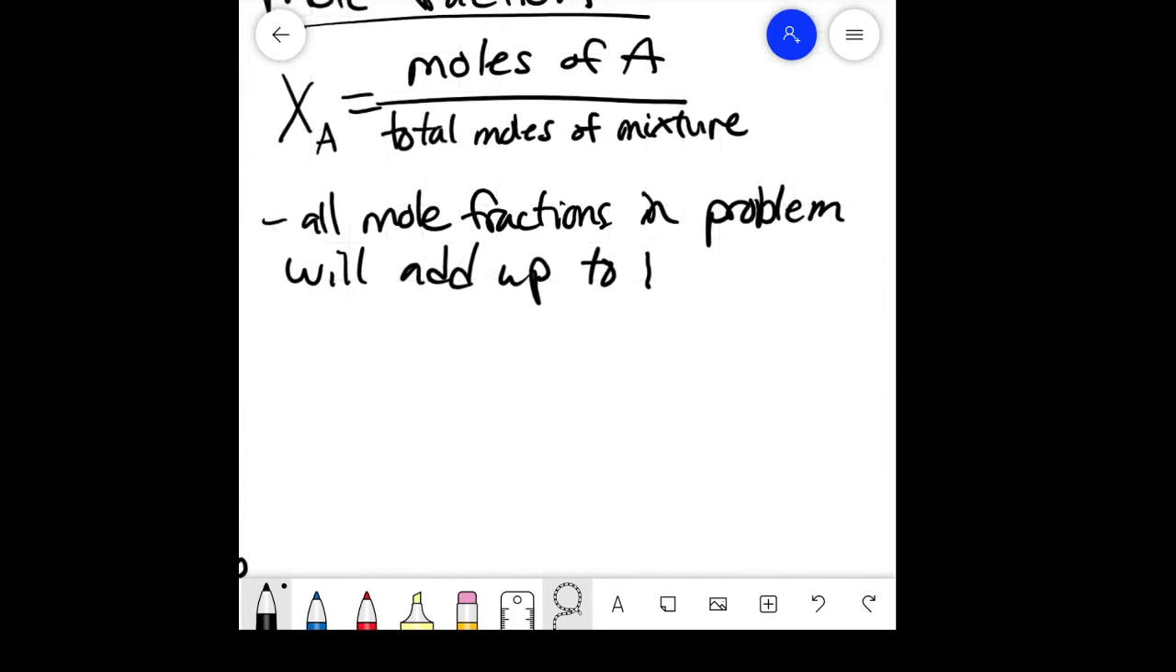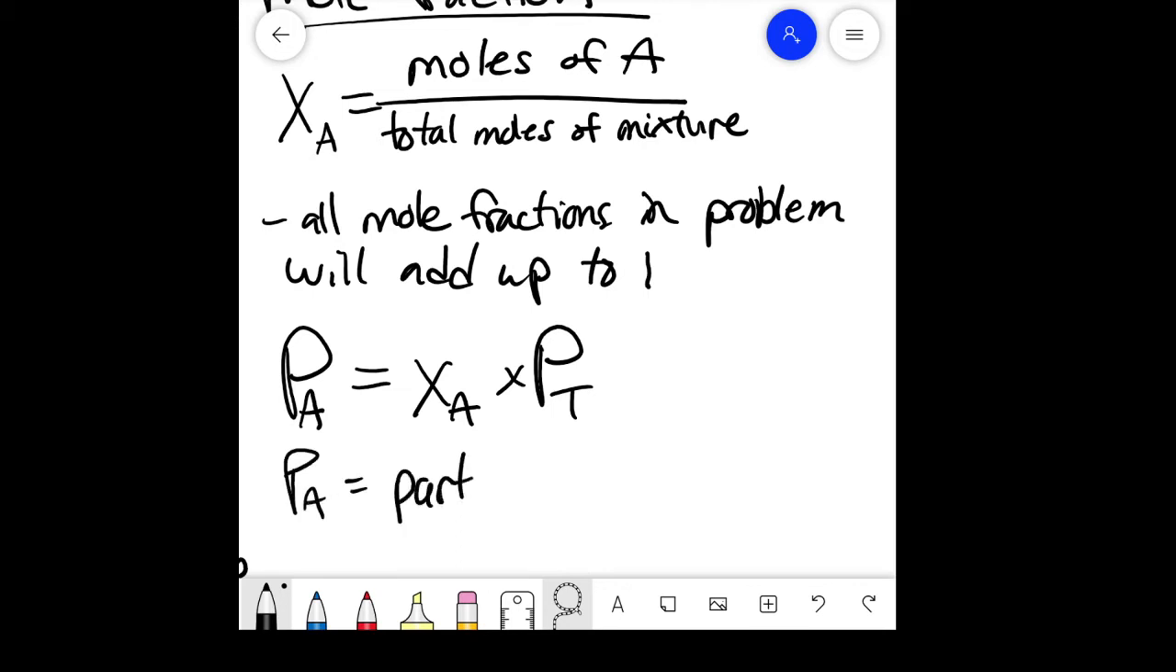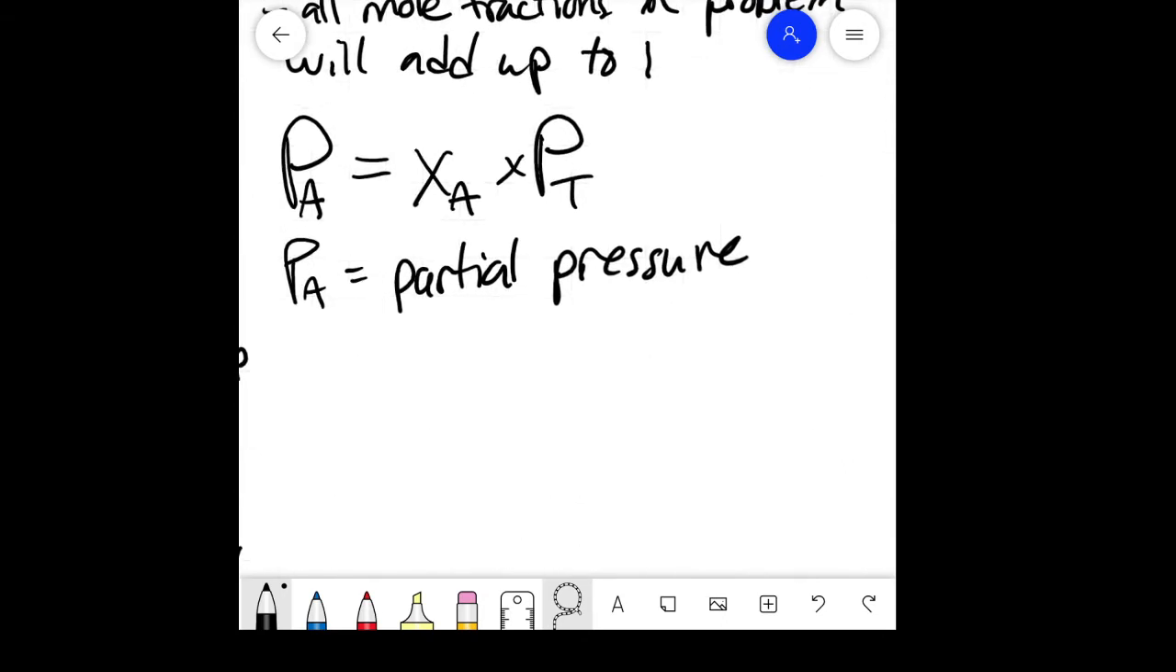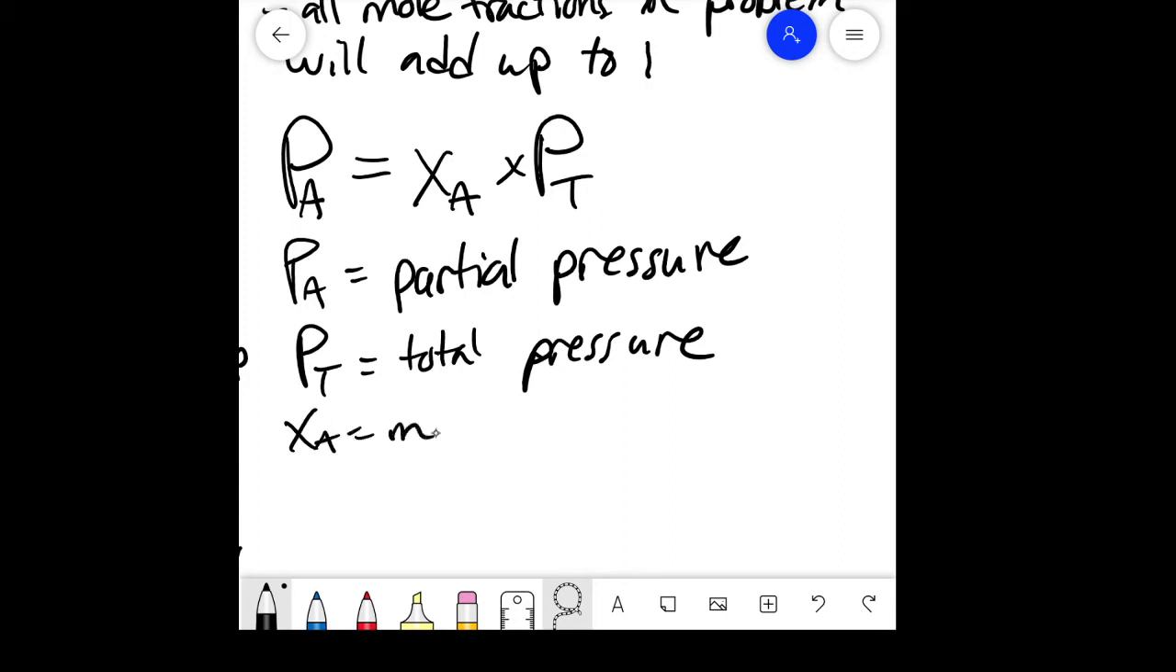And an equation we get with this partial pressure is that the partial pressure of a gas equals the mole fraction of that gas times the total pressure of that mixture. So PA equals the partial pressure, XA is the mole fraction, and PT is the total pressure.